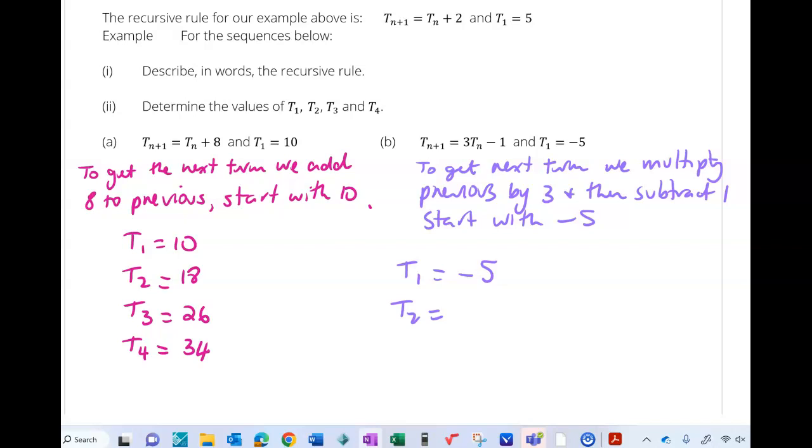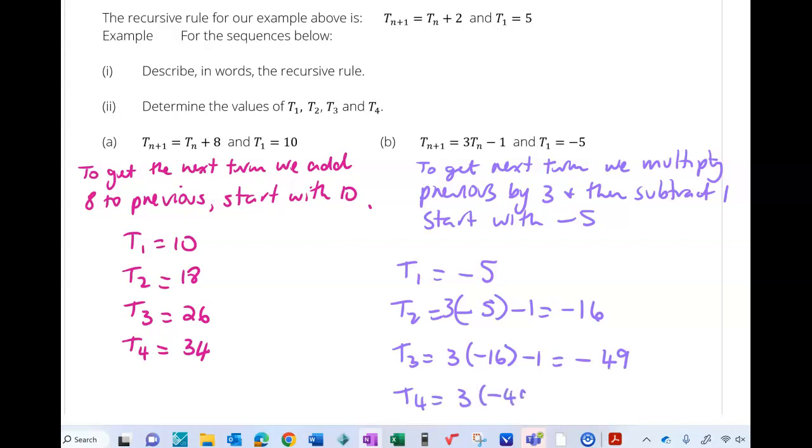Multiplying by -5 first and then subtracting 1. Sorry, -5 multiplied by 3, then subtract 1 takes us to -16. And then term 3, follow that same pattern. 3 times -16, that previous term, subtract 1, -49, and so on. Term 4, 3 times -49, subtract 1, -148, I think.